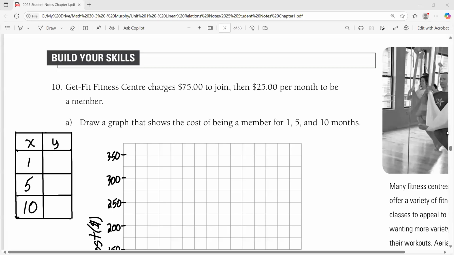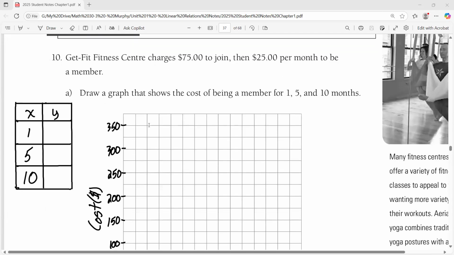Okay, this is lesson 9, part 2. Build your skills number 10. And we will also be doing build your skills number 11. And number 12. So Get Fit Fitness Center charges $75 to join, then $25 per month to be a member.